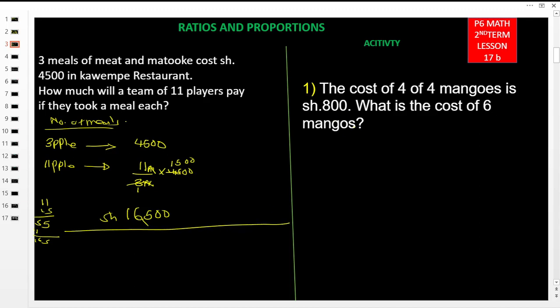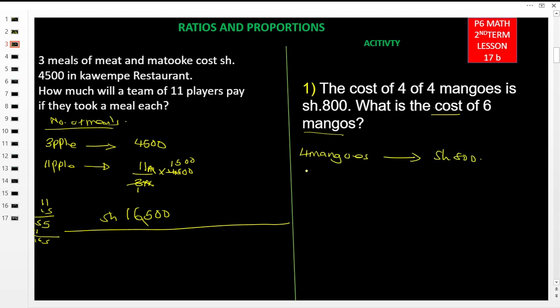Now let us also answer this number here. They are telling us that the cost of 4 mangoes is 800. What is the cost of 6 mangoes? Now they want the cost, so we are starting with the mangoes. They are asking for the cost, so we are going to start with the leading statement. 4 mangoes they do cost how much?